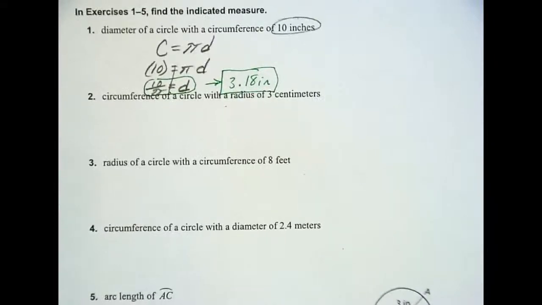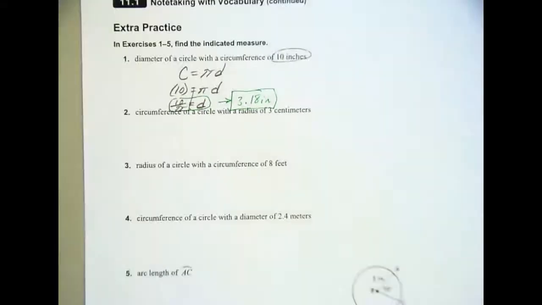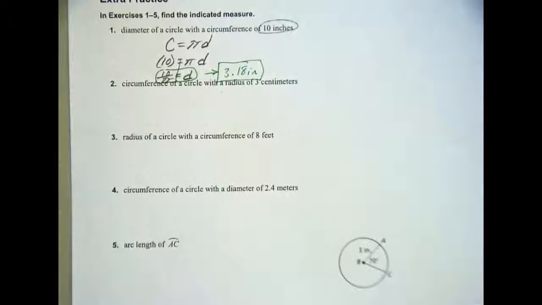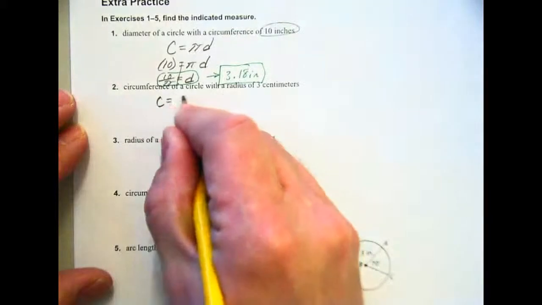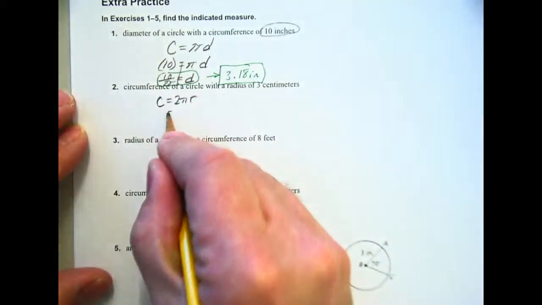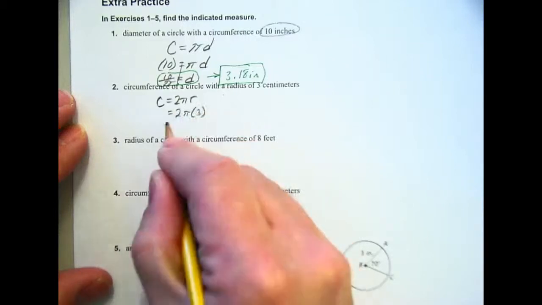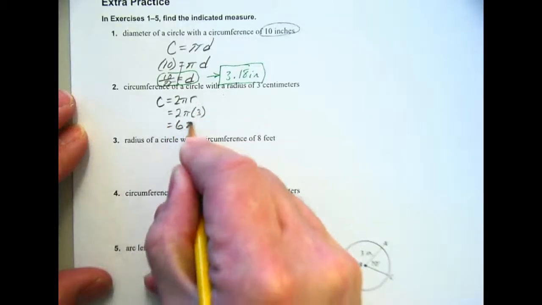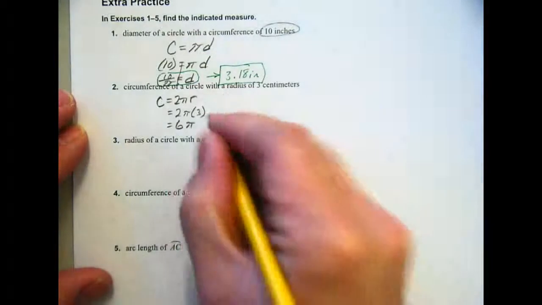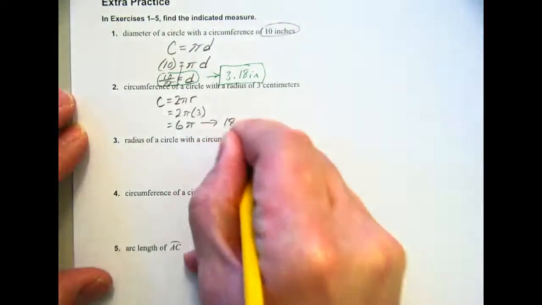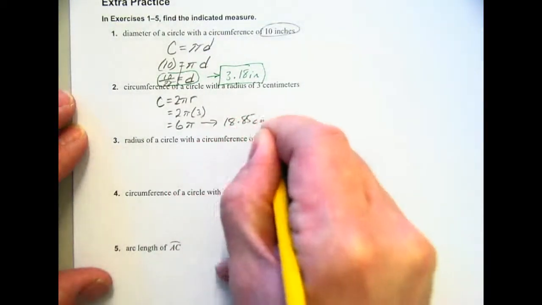Okay, keep working through them. Good questions, keep asking them. Now, circumference with a radius of 3. Circumference and radius relate with this formula. If the radius is 3, the circumference is 6 pi, or 18.85 centimeters.